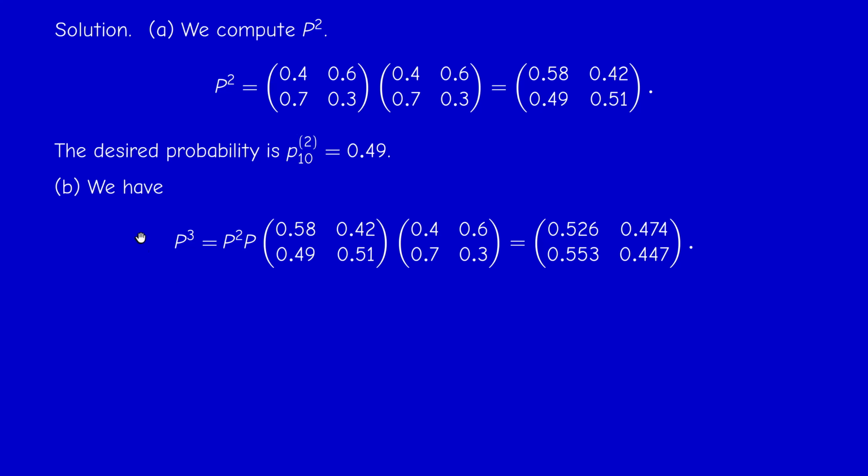The second question, we want to compute what? The transition probability in 3 steps, actually, from what? From busy to busy.